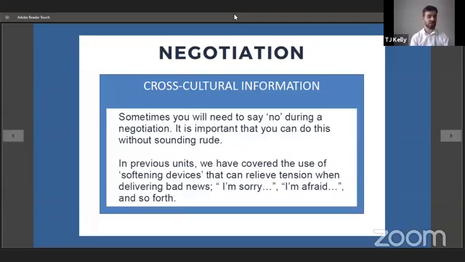Okay, another bit of the cross-cultural information. This one is referring back to something that was covered in an earlier unit. Sometimes when you're saying no during these situations, you need to do it in a way that doesn't seem rude or offensive to the other group. You have to be able to understand why they're asking for these things. So we'll use softening devices. These can relieve some of the tension when you are delivering bad news. We'll say things like, I'm sorry, that isn't possible, or I'm afraid that we can't agree to that, and so forth.